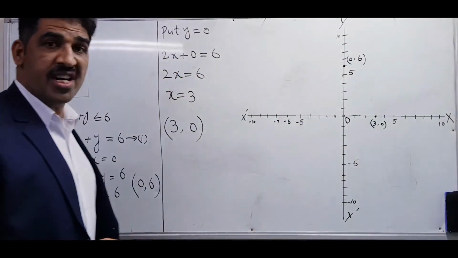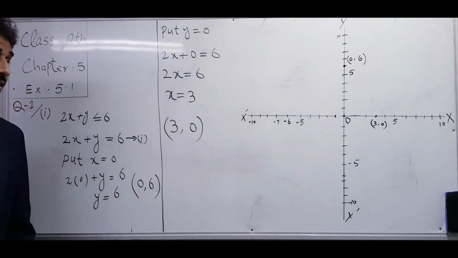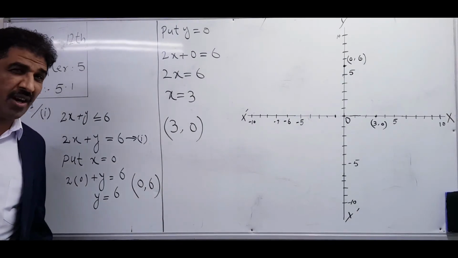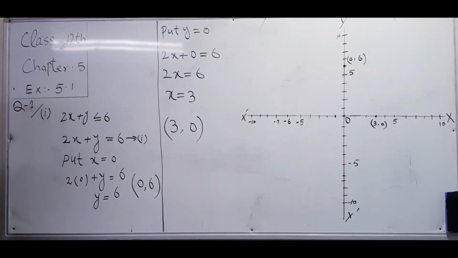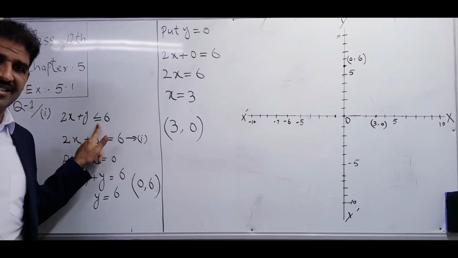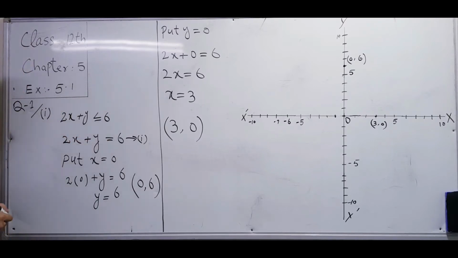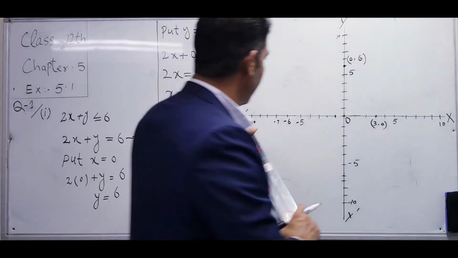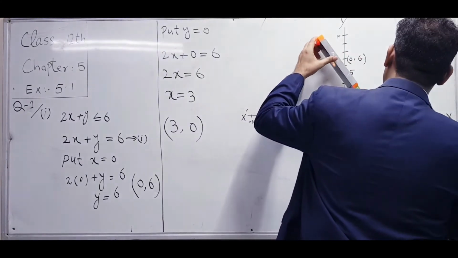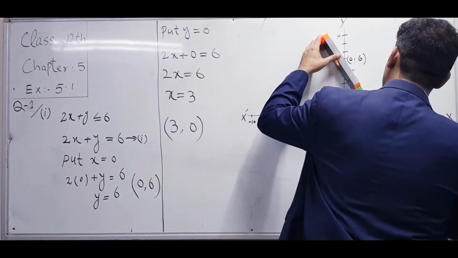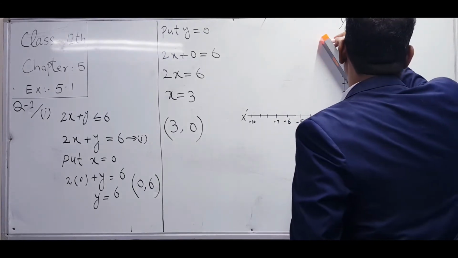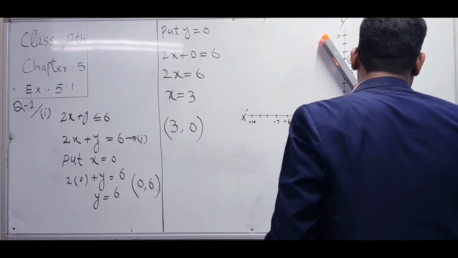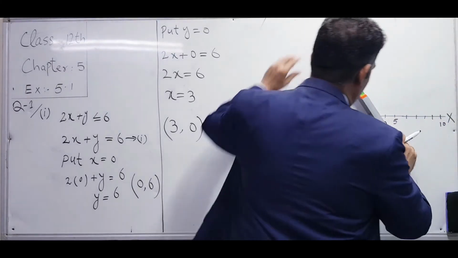Join both points with a straight line. Is the straight line solid or dotted? Solid. Why? Because the sign of equality is given, so that's why it is a solid line. We have to draw the solid line first, and after that we will shade the region. So that is the solid line, and we draw it here.